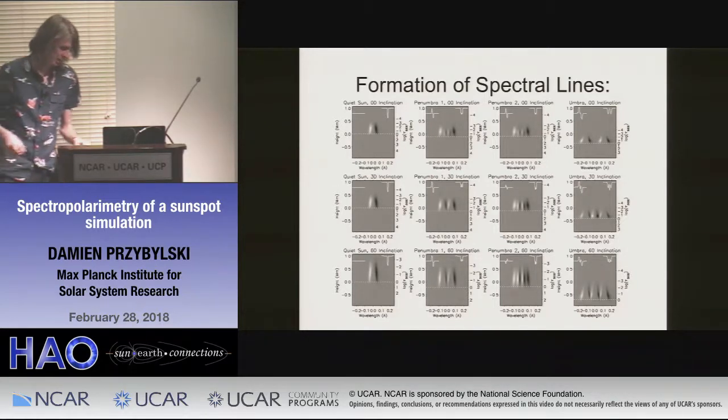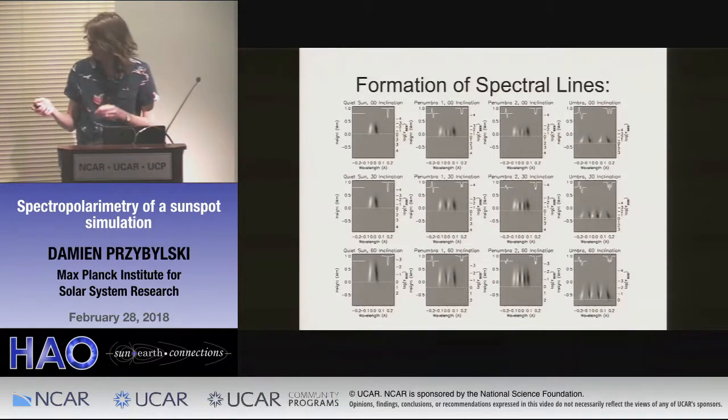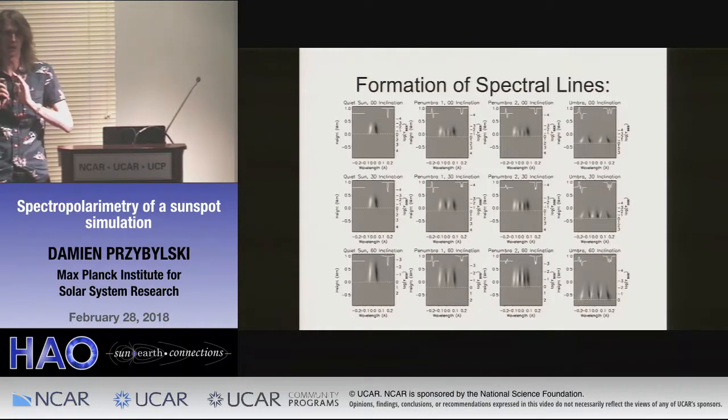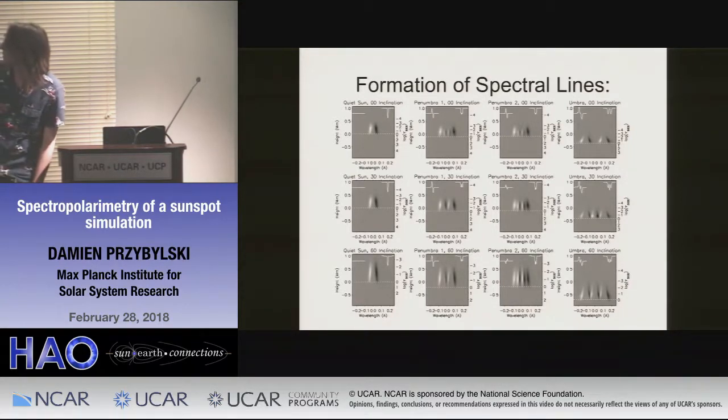The one in the top left shows what we see if we look at disk center, so straight at the sun vertically, and we're looking at a non-magnetic pixel of our simulation. And you see, depending on where you are, if you have your velocity perturbation at the solar surface, you get a Doppler shift, and as you go higher in the atmosphere, you get a Doppler shift closer to the line core. And if we look in the umbra, where we have a very strong magnetic field, we get Zeeman splitting of our spectral line. And so you get two separate regions of Doppler-shifted spectral line.